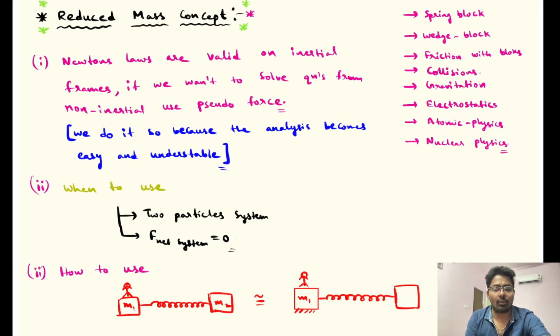So I hope it is clear now how to use it and why it should be used. Because obviously on going to a different frame, I need to use pseudo force, that is, when the acceleration is known. But now the acceleration is completely varying, right?